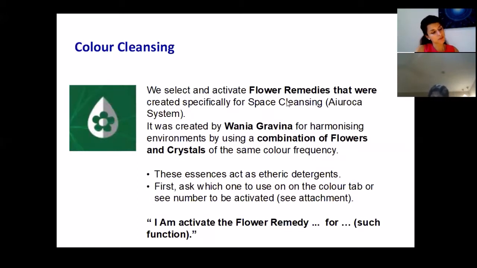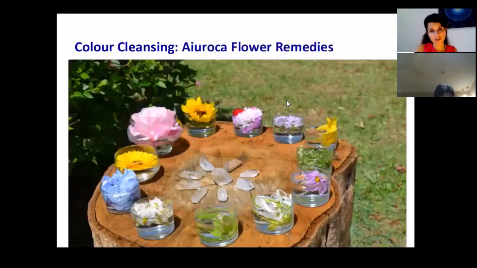So it's in the manual, and we have the different colors. It's like we are combining the frequencies of flowers with the frequencies of crystals, and it's very lovely energy. I will show you how she has created the different flower remedies for clearing environments. So we have red, orange, yellow, green, blue, violet, white, golden, and the 7 colors. So combined. So we can ask which one do we need. So let's say it's the 7 colors.